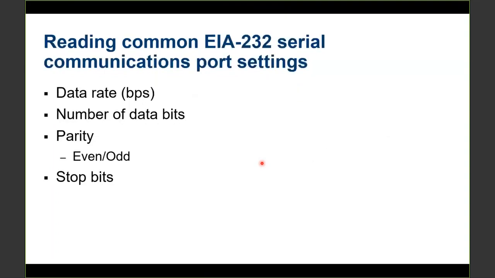And something to keep in mind here is that if you don't see any settings listed for any of these, I would say the most common default parameters would be like 9600 baud rate and 8N1. So 8 data bits, no parity bit, and 1 stop bit. You've probably seen 8N1 quite a bit.